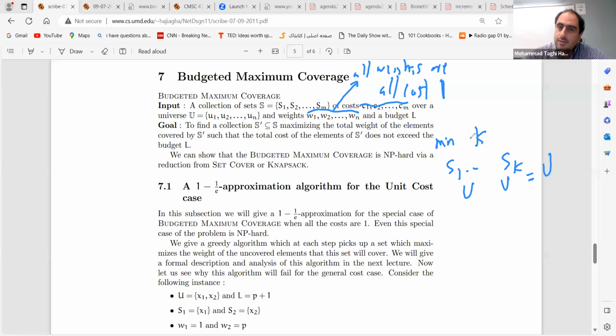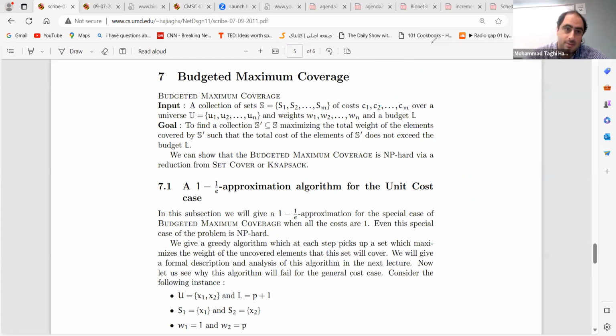Now let's go and see some interesting things about this problem. This is the part that I need to go to.